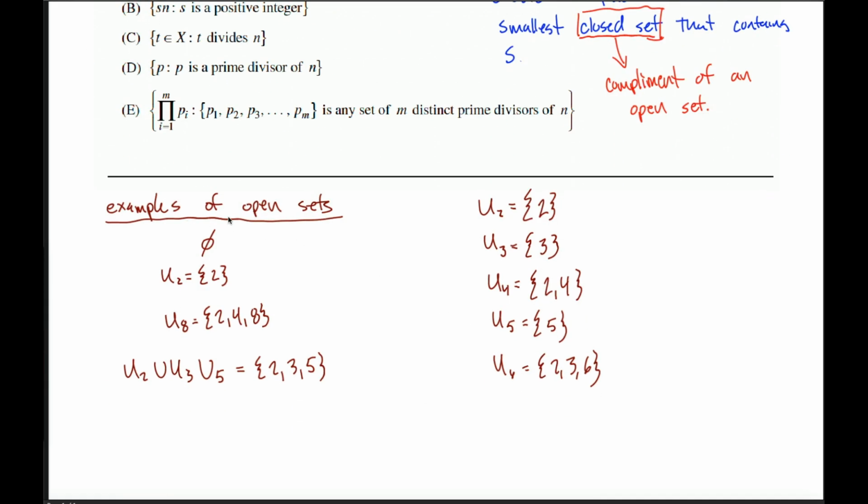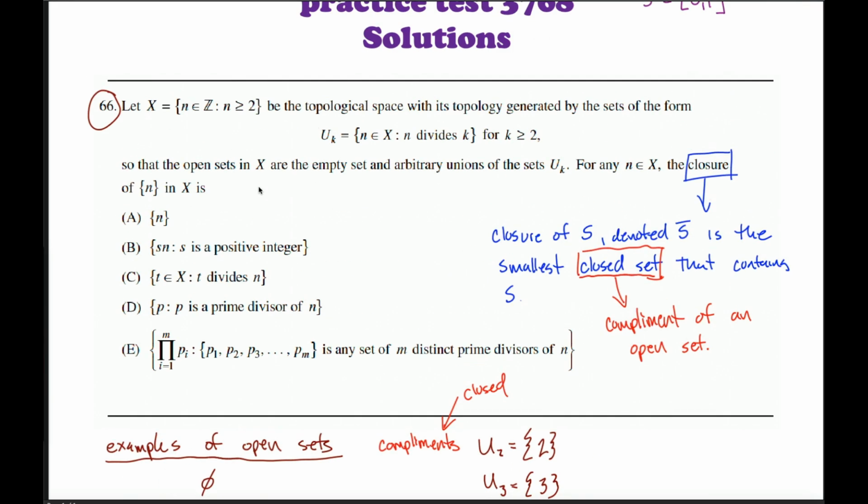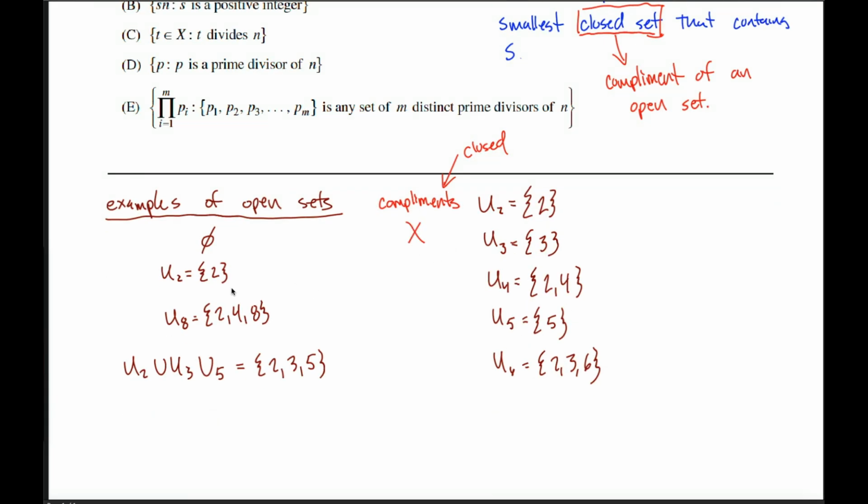So for example, we have some examples of open sets. If we want some examples of closed sets, we just have to consider the complement of these open sets. The complement of the empty set would be the entire space, X. The complement of u sub 2 would be all elements except for 2. So 3, 4, 5, and so on. The complement of u sub 8 would be all elements of x other than 2, 4, and 8. And same idea down here. The complement would be all integers greater than or equal to 2 other than 2, 3, and 5. So 4, and then all numbers greater than 6. Okay, so these are some closed sets.